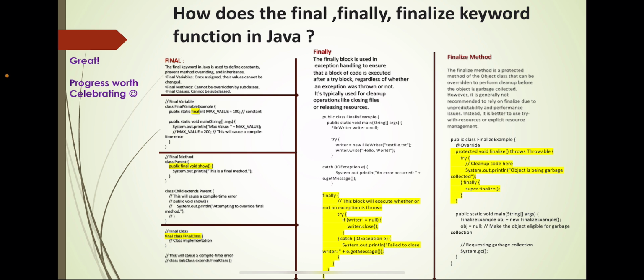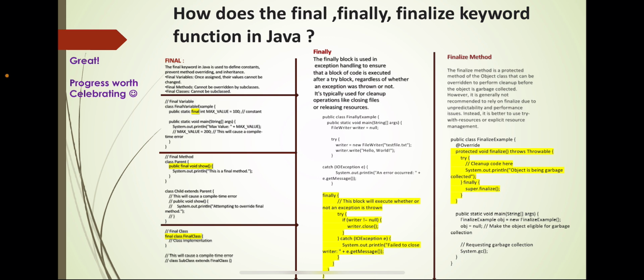Then go to finally. Finally is a block used in exception handling to ensure that the block of code is executed after a try block, regardless of whether an exception was thrown or not. So even if any exception is thrown in the try block or whatever it is, it will definitely go to the finally block and do the operations present there. You can again give a try and catch inside the finally block, and there are n number of questions which can come over this.